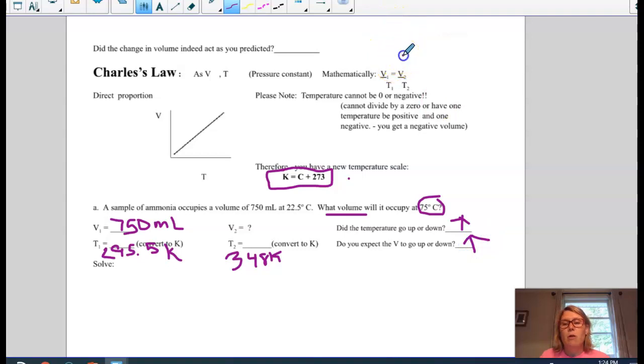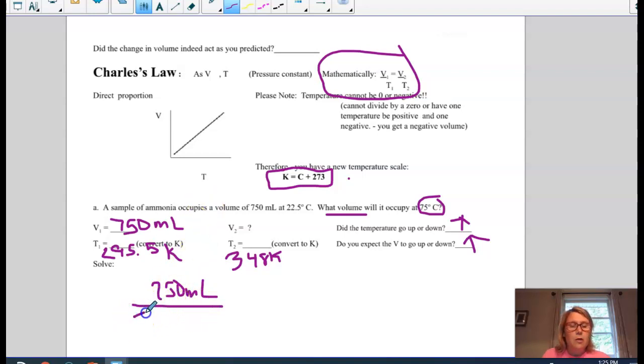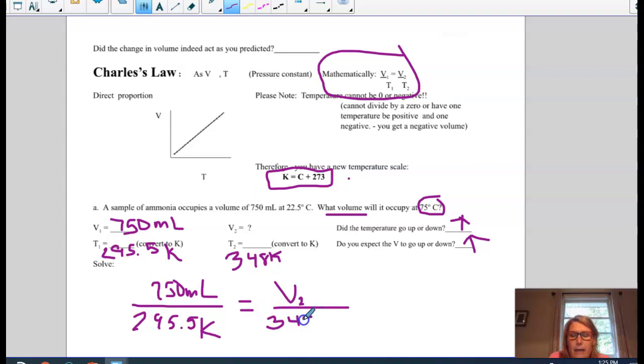So let's use this equation right here: V1 over T1 is equal to V2 over T2. So volume 1 is 750 ml divided by 295.5 Kelvin is equal to V2 over my temperature here, which is 348 K. So how do we solve for V2?